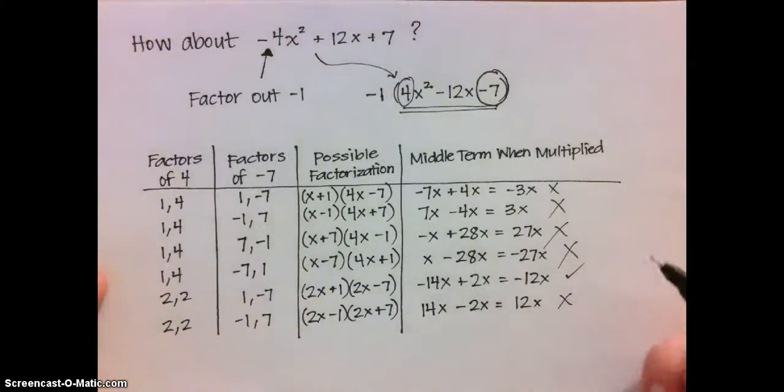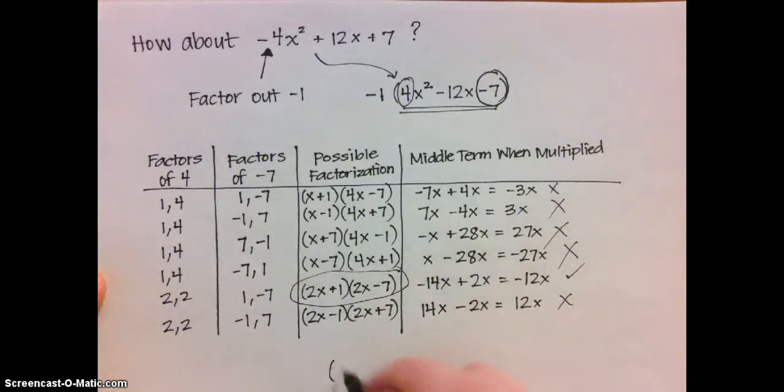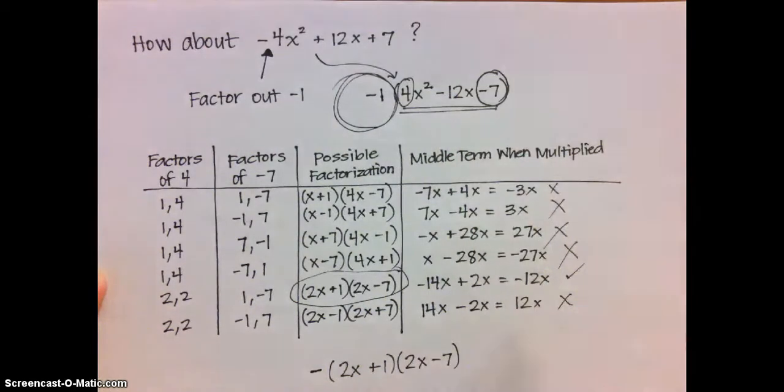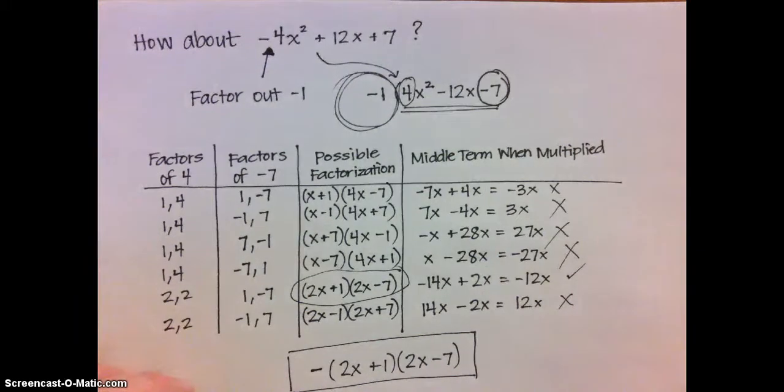So I have found my factors right here. It would be 2x plus 1 times 2x minus 7. The thing you need to remember, though, is the negative sign from the beginning, because I factored it out. So it must go in front for your final answer. And that's what we're going to do today. So I will see you in class with any questions you might have.